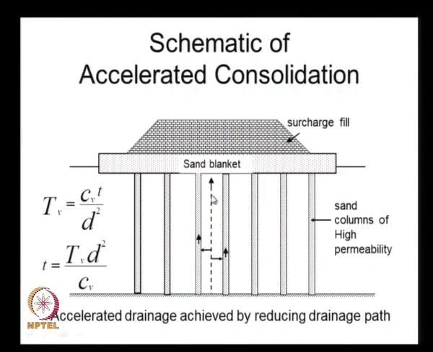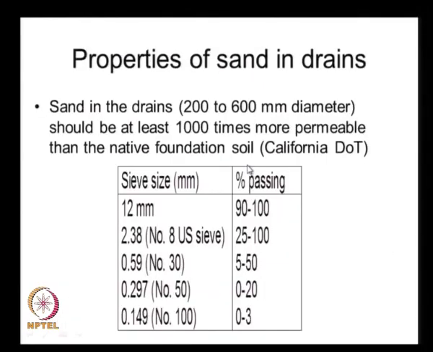In all these cases, when the water comes out, we need a mechanism for leading the water away from the construction site, and that we achieve by providing a sand blanket like this. These sand drains or sand columns are typically 200 to 600 millimeters in diameter, and empirical experience has shown that the sand in the sand drains should be at least 1000 times more permeable than the native foundation soil.